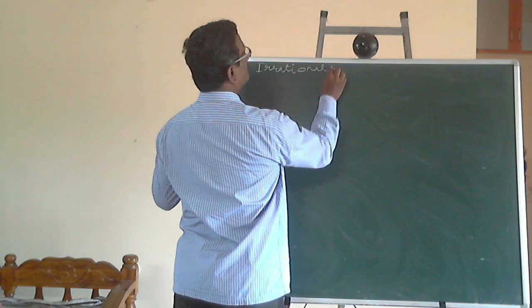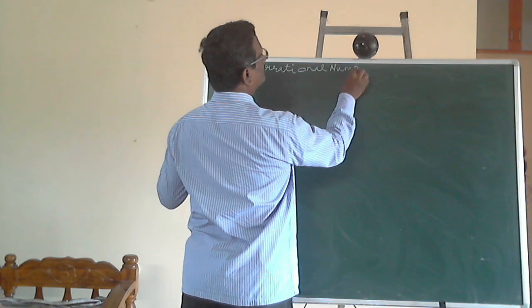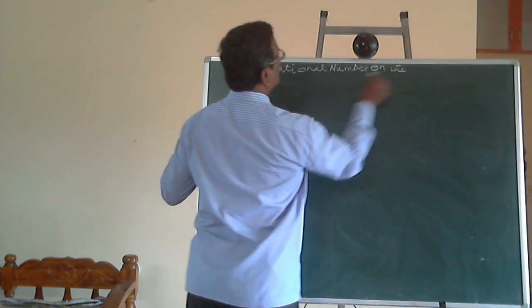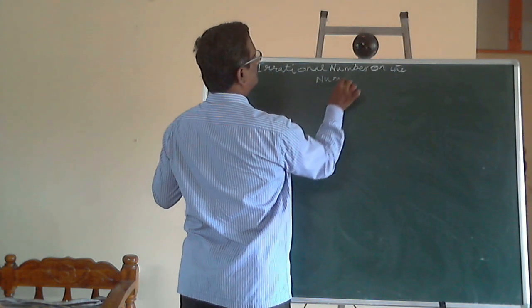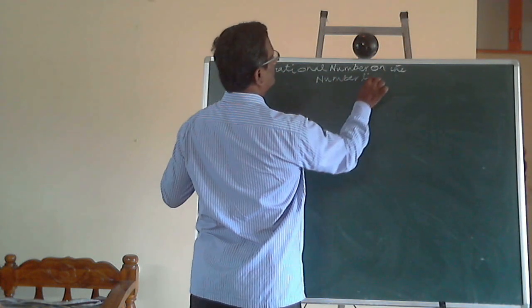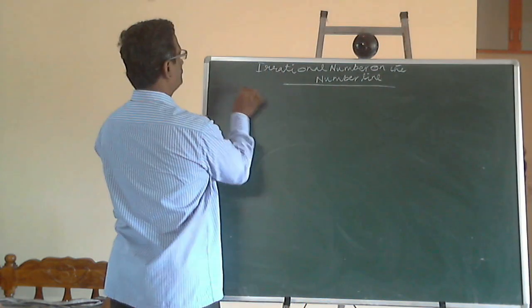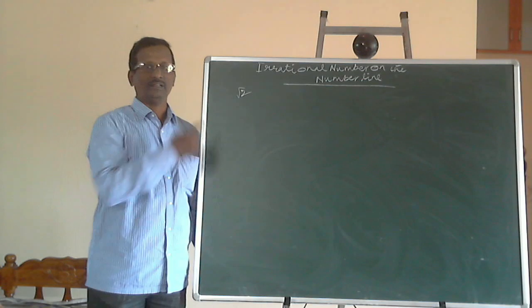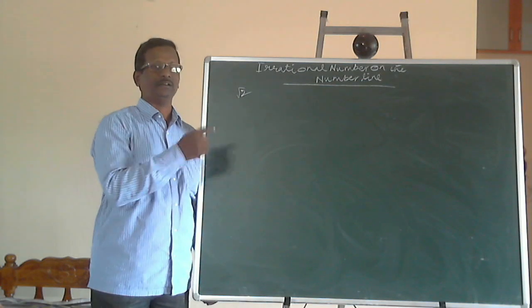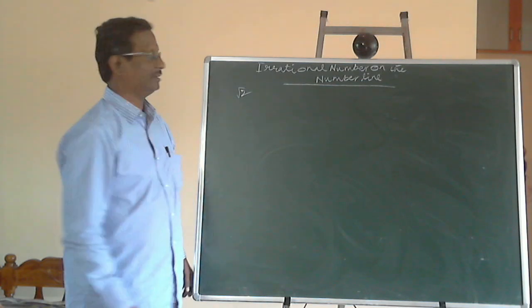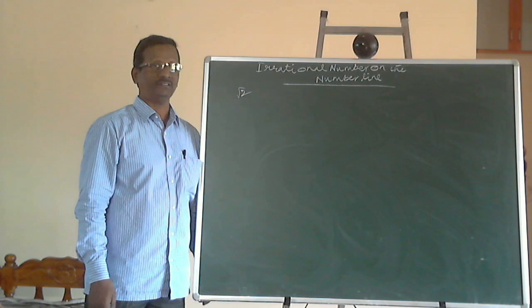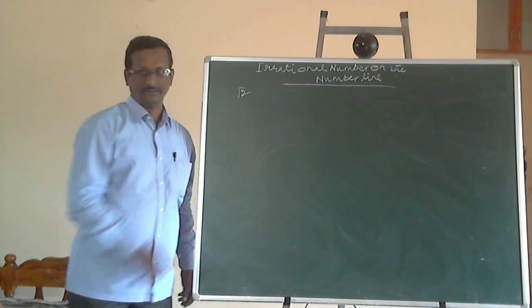Irrational number on the number line. Let us start from root 2, a small irrational number. Let us see how it is represented on the number line. Let us make use of scale, pencil, and compass construction. Let's try.